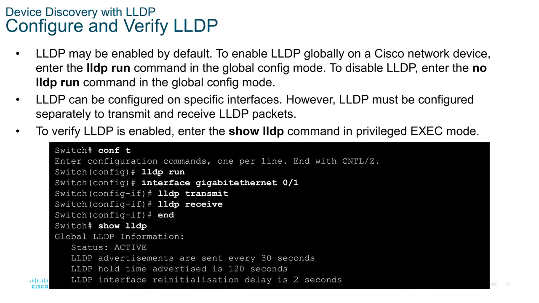So how do you configure LLDP and verify it on a Cisco device? LLDP may be enabled by default. To enable LLDP globally on a Cisco network device, you can enter the lldp run command in global configuration mode. So just like the cdp run command, we're going to issue the lldp run command. To disable LLDP, you can enter the no lldp run command in global configuration mode. So to enable it, lldp run. To disable it, no lldp run.